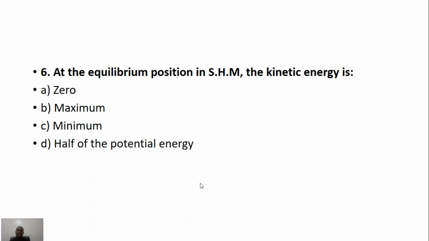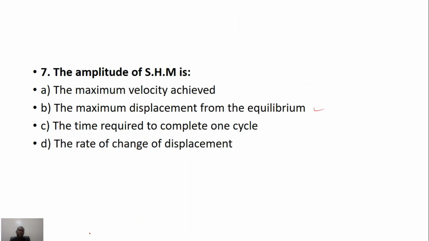In equilibrium position, in simple harmonic motion, the kinetic energy is, I believe you should be able to answer this correctly, because like I said, the velocity is maximum here. And when velocity is maximum, that will increase the kinetic energy to its maximum. Okay. The amplitude of simple harmonic motion is, this was said earlier. You can pause the video and answer in the comment section below.